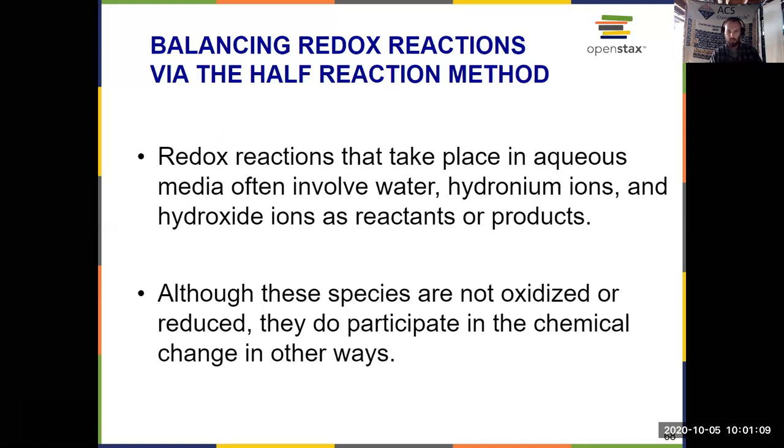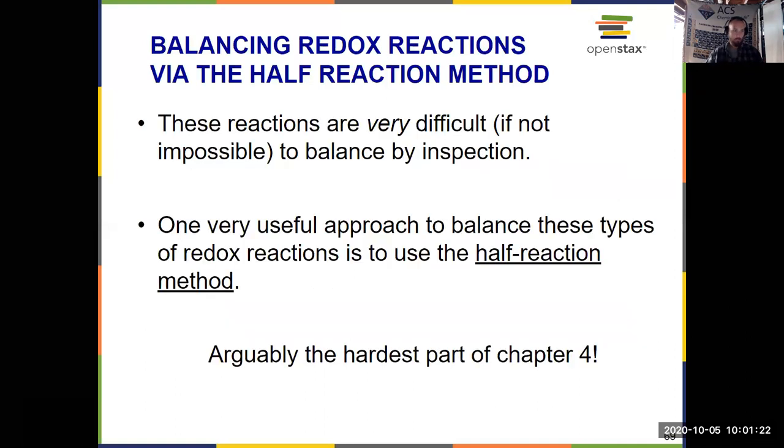And while they themselves are not getting oxidized or reduced, they can help with the chemical change in other ways, like transferring electrons or being counterions, or adding oxygen to form oxyanions, for example. So they're nearly impossible to balance by inspection. So what do we do? We balance it by the half reaction method, which we already saw a little example of with sodium and chlorine. We split it into two half reactions and learn rules for balancing those.